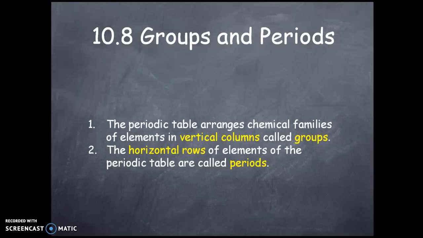Now we are coming up with the proper names for the columns and rows. The periodic table arranges chemical families of elements in vertical columns, and those vertical columns are called groups. Any elements belonging to one particular group have similar physical and chemical properties. The horizontal rows of elements of the periodic table are called periods. So the horizontal rows are called periods and the vertical columns are called groups.